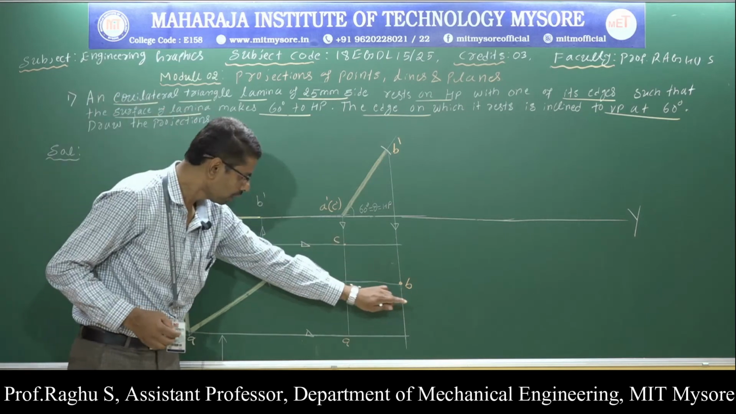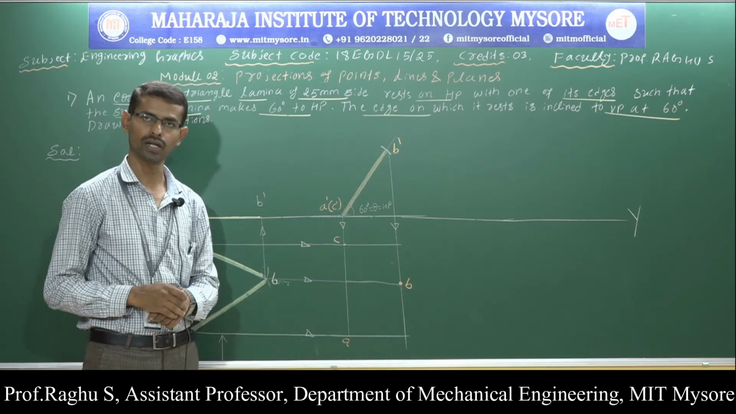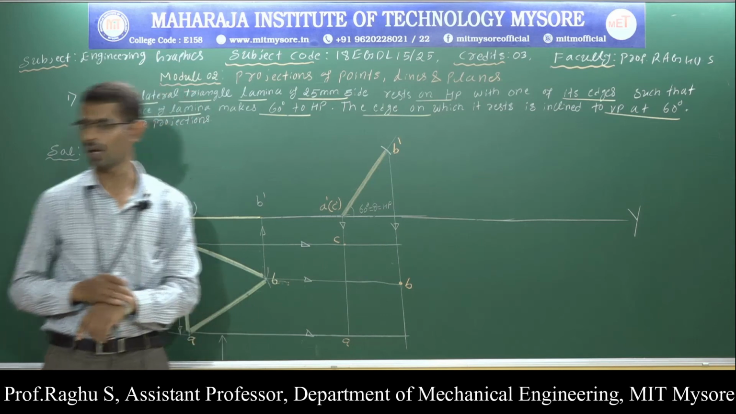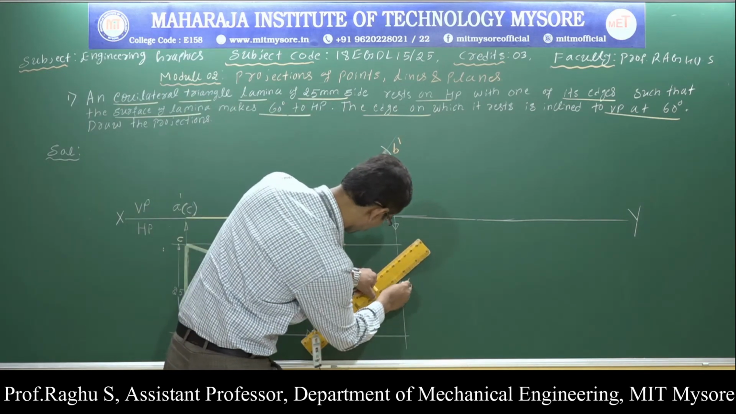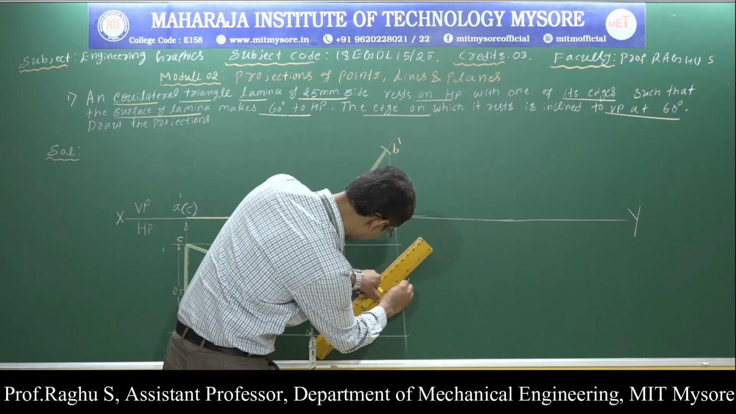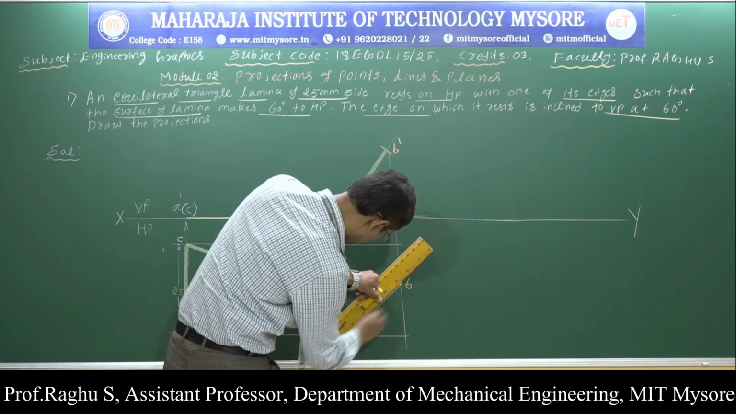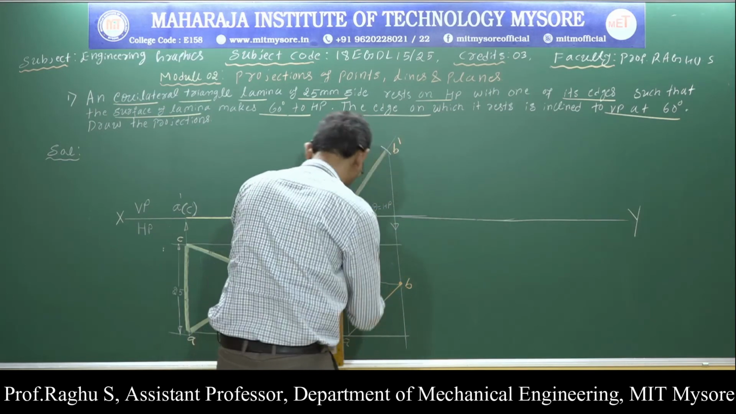Now, connect all three corners. Using dark lines, connect all three corners, so we will get the triangle lamina.